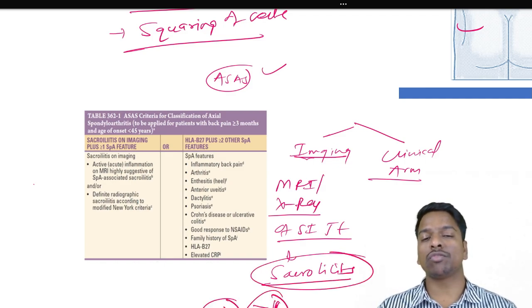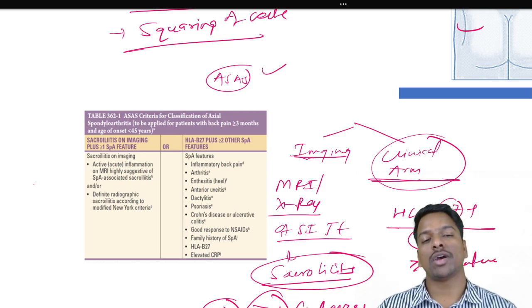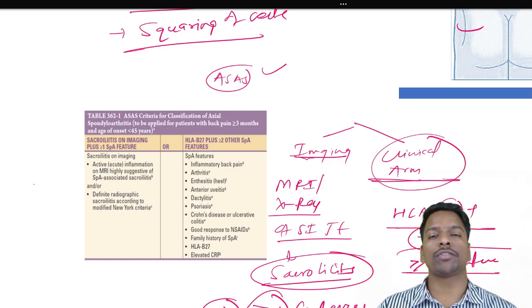feature. Remember, more than one feature of spondyloarthritis should be there. What are the features of spondyloarthritis? We will discuss that. And in the clinical arm, your HLA-B27 should be positive, plus you should have more than two features of spondyloarthritis. How many? More than two features. Now what are the features of spondyloarthritis?